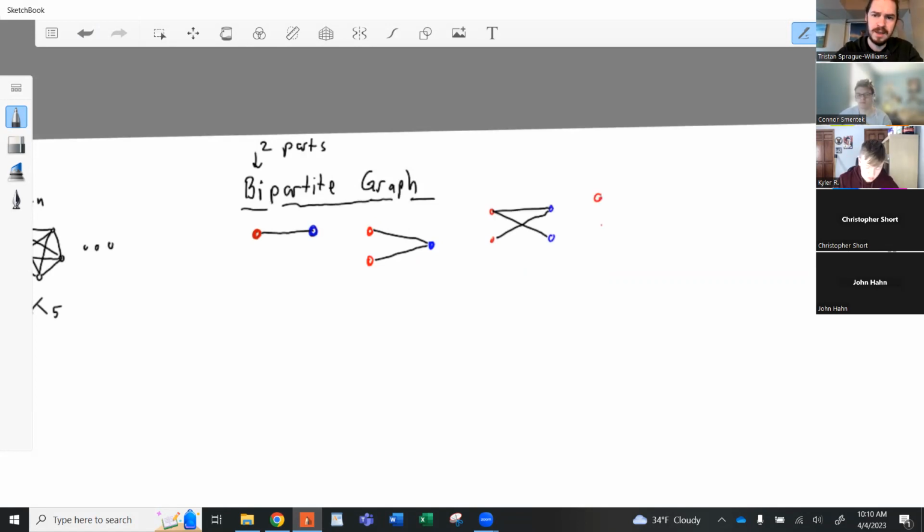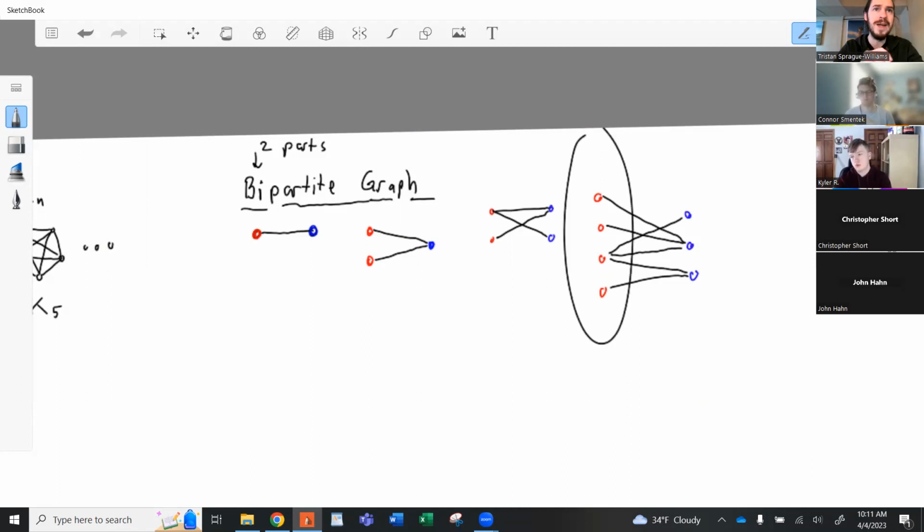Let's do another one. Let's bump up to a bunch of them. And then the only edges that we're allowed to have are between the teams, right? Like there, that's an example. Let's do another one like that. There's another example of a bipartite graph. You'll notice that we have no edges that connect red to red, and no edges that connect blue to blue. Okay, etc.